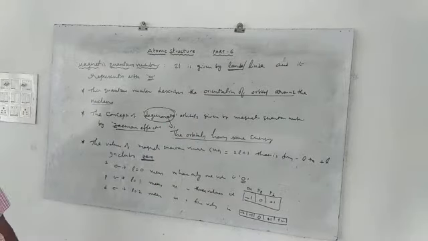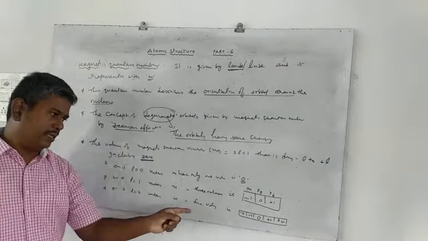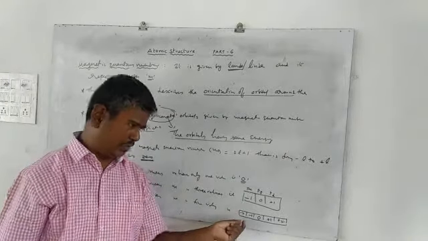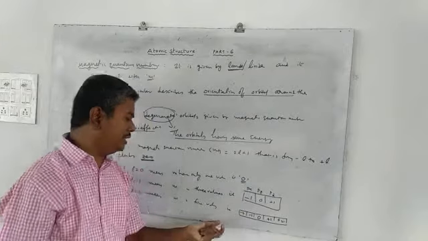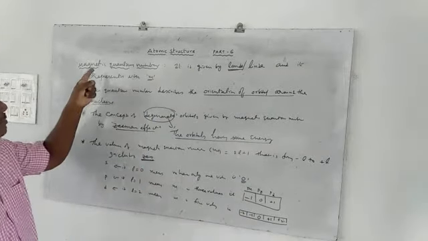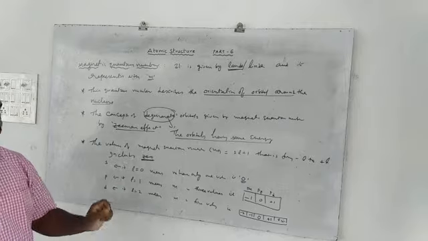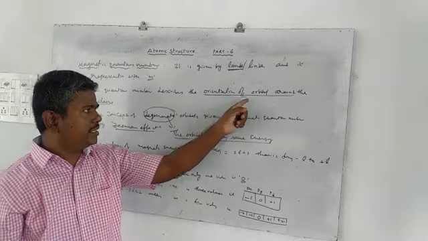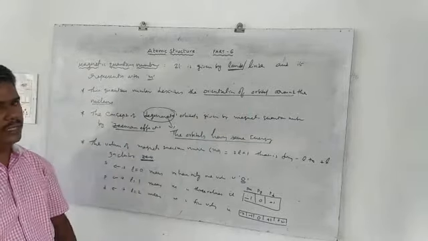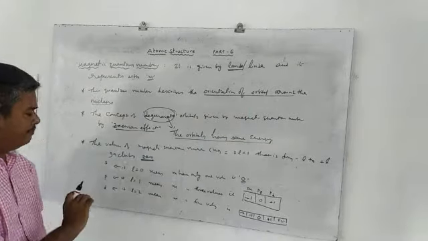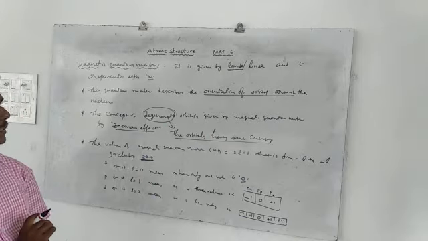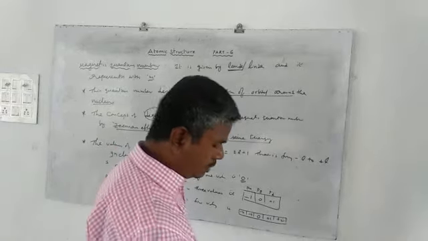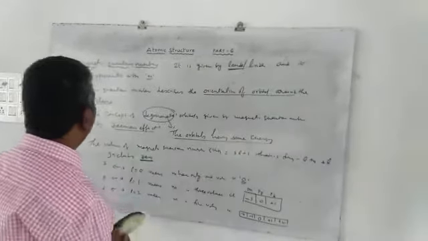Clear? So that is the maximum number of energy levels, degenerate orbitals accommodated in each subshell, given by the magnetic quantum number. And the orientation of the orbital around the nucleus will also be given. Clear? So that is the magnetic quantum number.